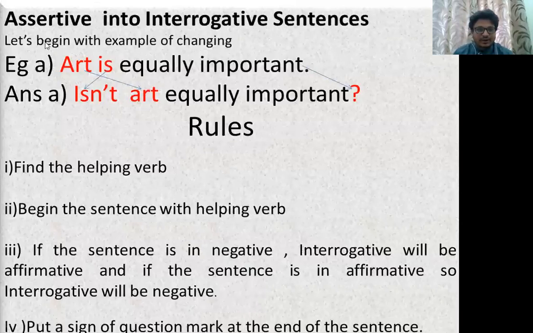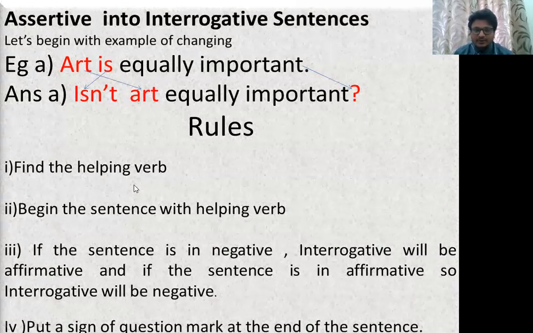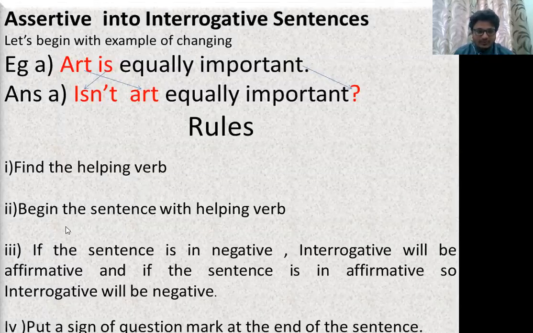The sentence is given to us. Art is equally important. This is an assertive sentence, and we are asked to convert it into an interrogative sentence. So we have to follow certain rules. The first rule is find the helping verb. Just now I have provided you the list of helping verbs. So we have to find out the helping verb and bring it at the beginning of the sentence.